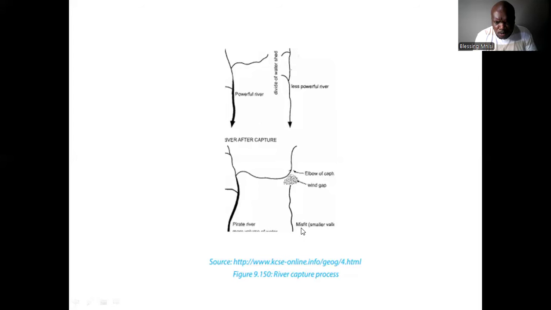Then we are going to have what? We are going to have misfit. So when river capture has occurred, these are the features that will be formed, serving as evidence that river capture has taken place, like your elbow of capture, your wind gap, and your misfit.